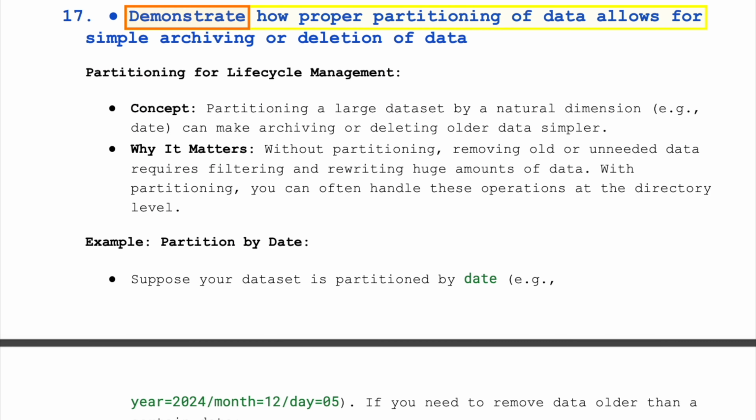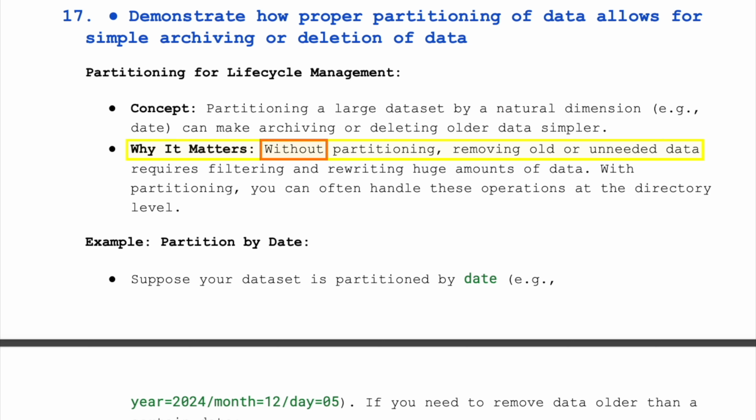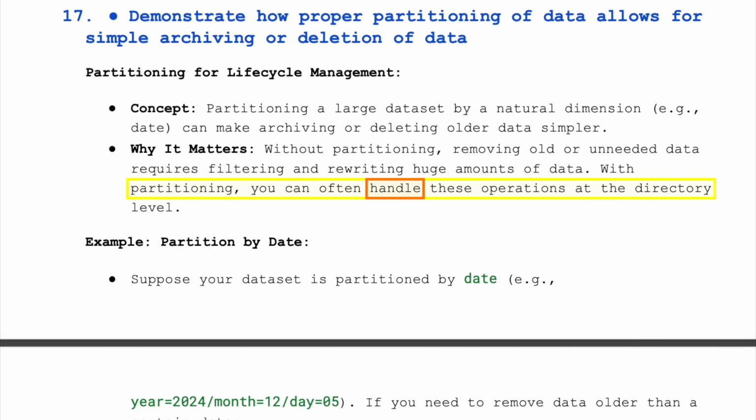17. Demonstrate how proper partitioning of data allows for simple archiving or deletion of data. Partitioning for lifecycle management. Concept: partitioning a large dataset by a natural dimension, for example, date, can make archiving or deleting older data simpler. Why it matters: without partitioning, removing old or unneeded data requires filtering and rewriting huge amounts of data. With partitioning, you can often handle these operations at the directory level.